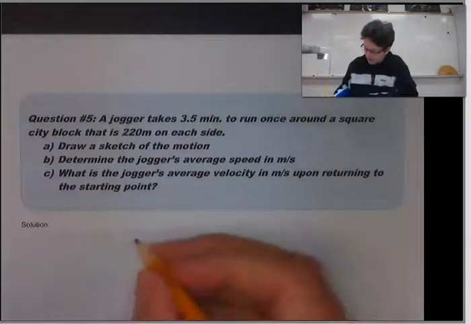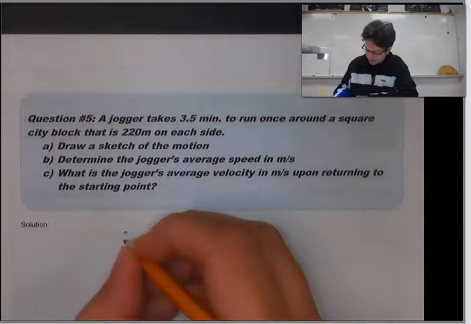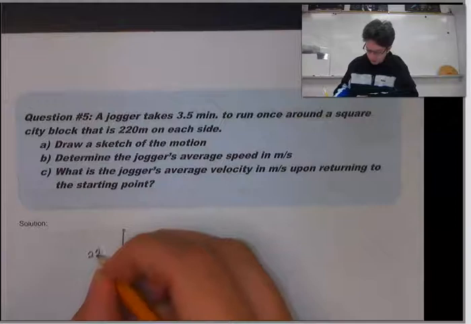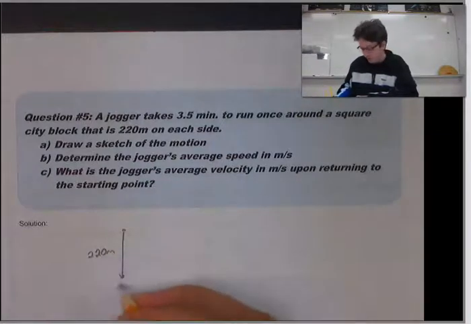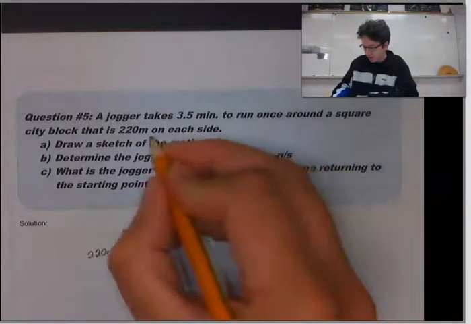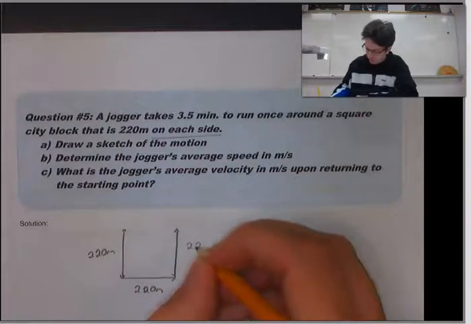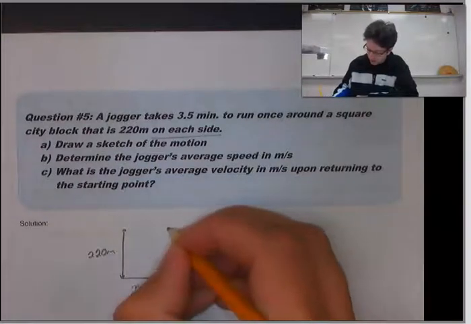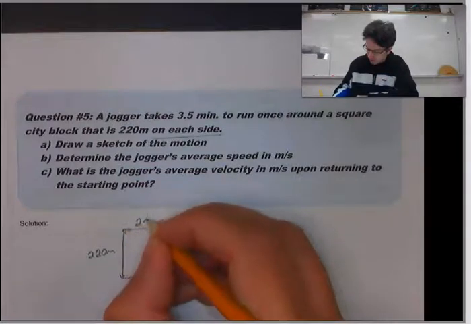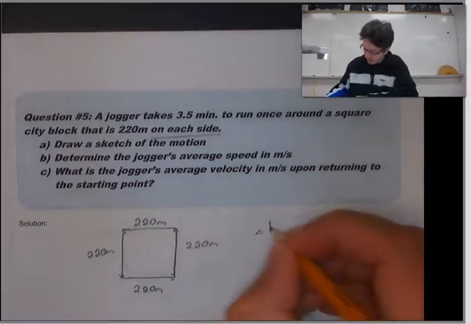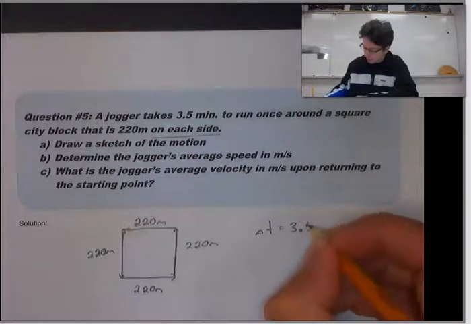So we're going around a city block, so maybe we'll start here. And we'll go this way, which is 220 meters. We'll go this way, which is 220 meters, because it says on each side. And then this way, which is 220 meters. And then back, which is 220 meters. Okay? And the amount of time it takes to do that, it says, is 3.5 minutes.